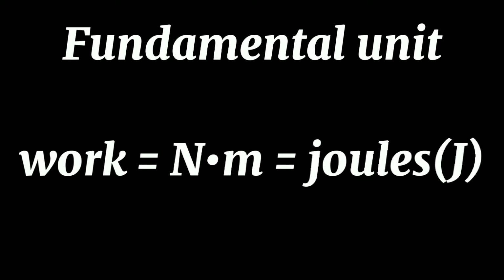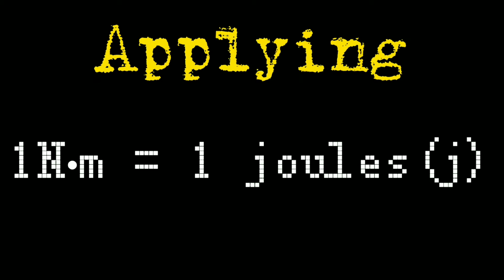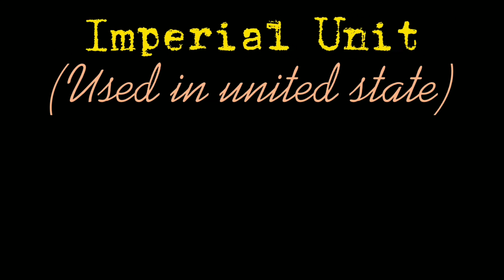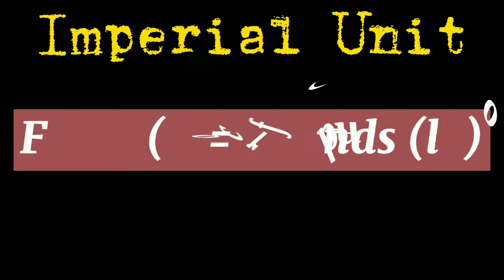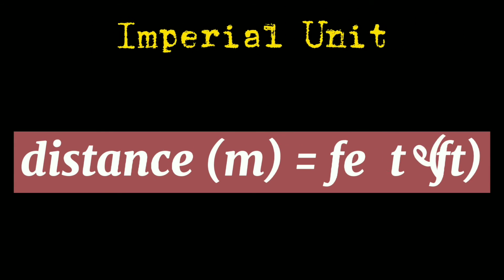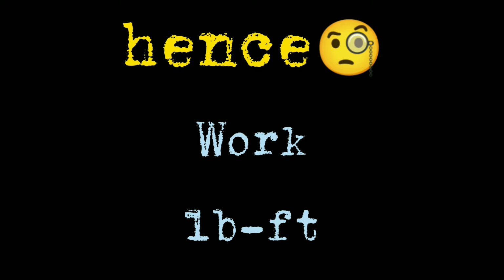The SI unit of force is the Newton, and the SI unit of distance is the meter. The fundamental unit of work is 1 Newton meter, or a joule. That is, applying a force of 1 Newton for 1 meter performs 1 joule of work. In the imperial units used in the United States, force is measured in pounds and distance is measured in feet. Hence, work is measured in foot-pounds.